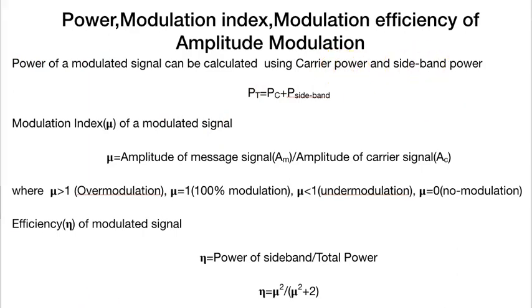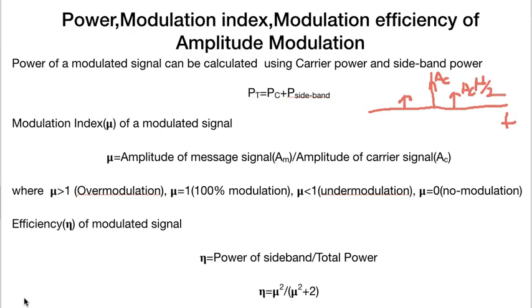If you see the spectrum in the frequency domain, it will be like this: carrier power here, a sideband signal here, and another sideband signal here. This will be the spectrum of a double sideband having an amplitude AC at the center and AC mu by 2 at the sidebands.